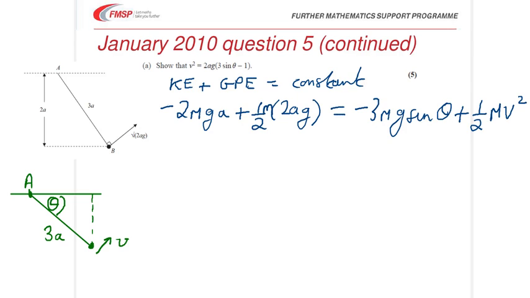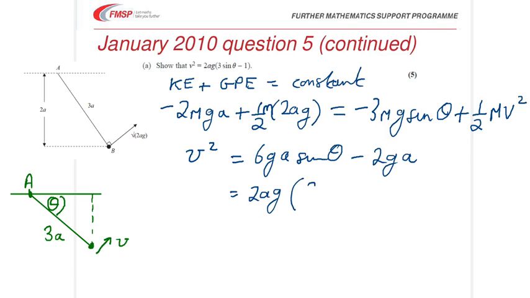and we can rearrange that to get v squared equals, you might like to pause the video and just try this and see if you get the same thing, v squared equals 6ga sine theta minus 2ga, and if we take the 2ag out, that gives what they've got at the top of the page. So that's v squared. 5 marks for that, and on to the next part.